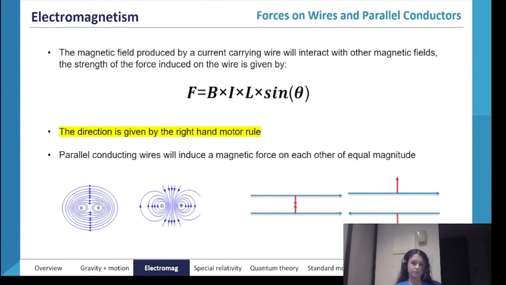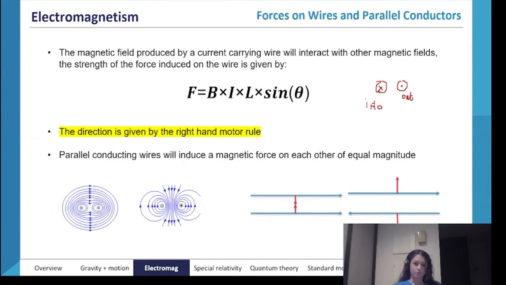Our notation for wires or field moving into the page and out of the page is noted by these two symbols. If it's out of the page, it's going to be the dot inside the circle, and if it is into the page, it's going to be the cross.